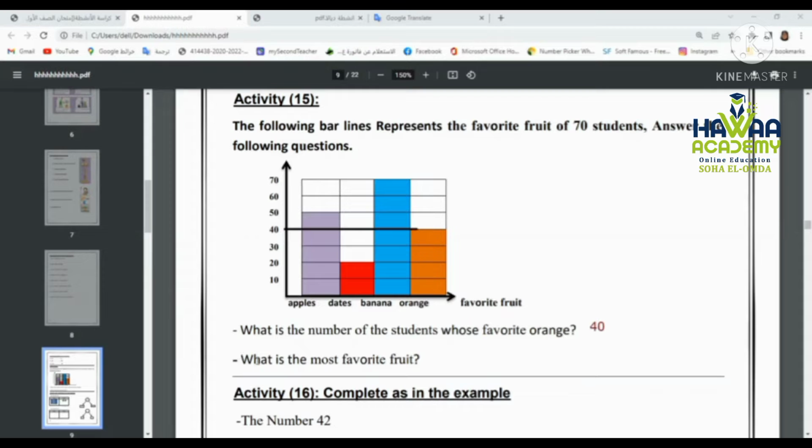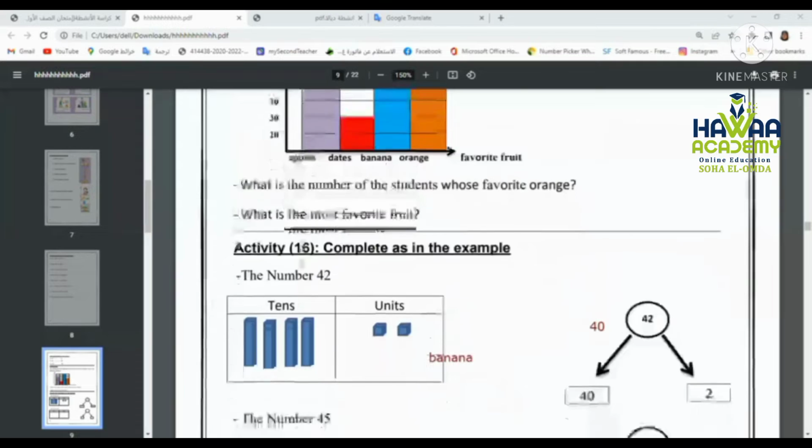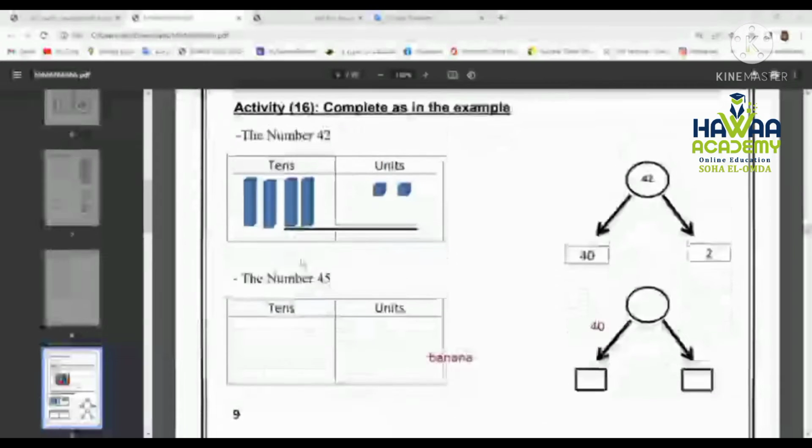What is the most favorite fruit? The most one. We look at the greatest or the longest bar here, which is the banana. Very good, so we write here banana. Excellent, everyone.